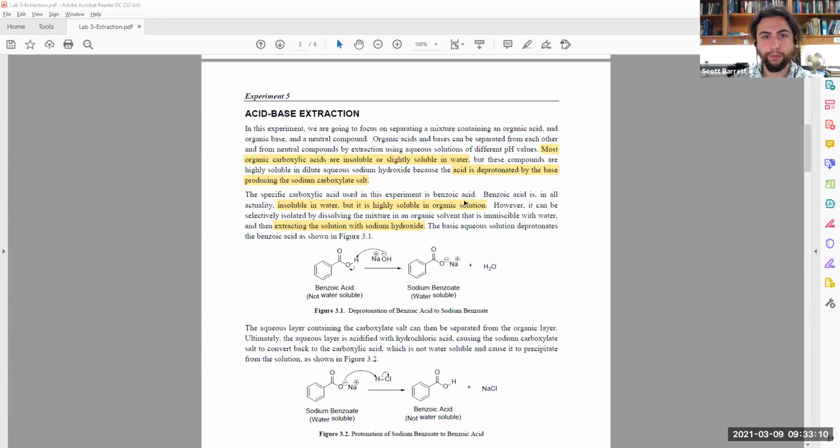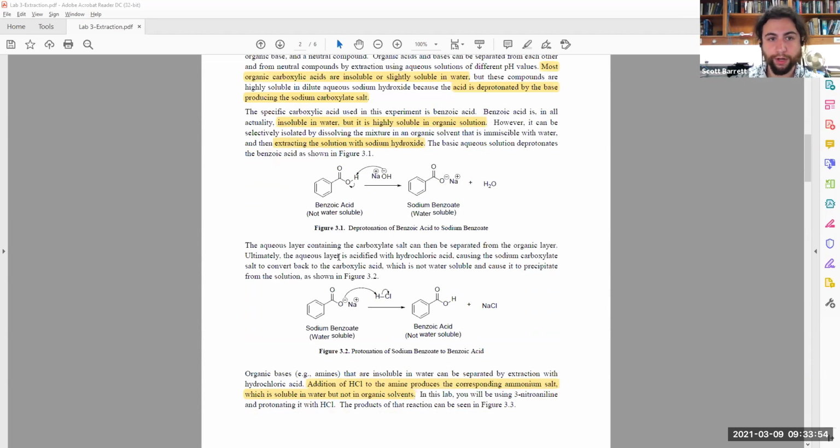And so here we can understand that benzoic acid is insoluble in water. However, it's highly soluble in organic solution. However, if we were to utilize a sodium hydroxide solution to extract it from the organic solution, let's just say dichloromethane is your solvent, and you have benzoic acid dissolved in dichloromethane. If you were to wash that with aqueous sodium hydroxide, it would go ahead and deprotonate your benzoic acid, which is not water soluble. It deprotonates it and creates sodium benzoate, which is highly water soluble because it has your sodium ion there.